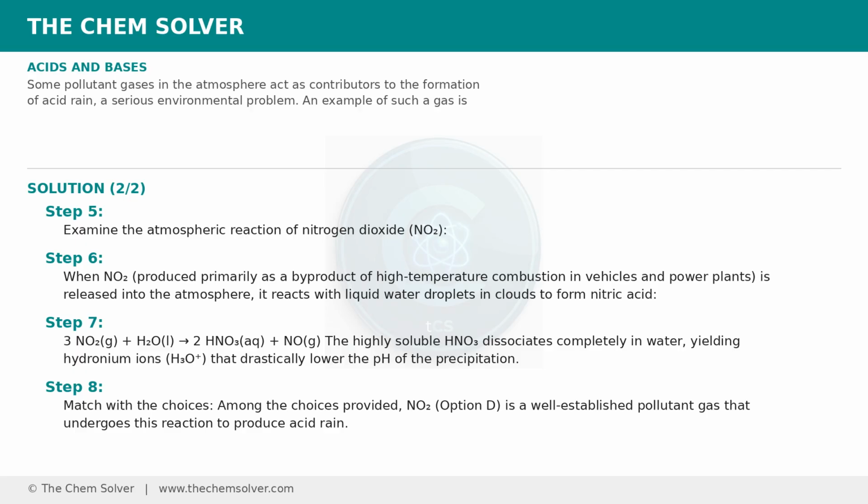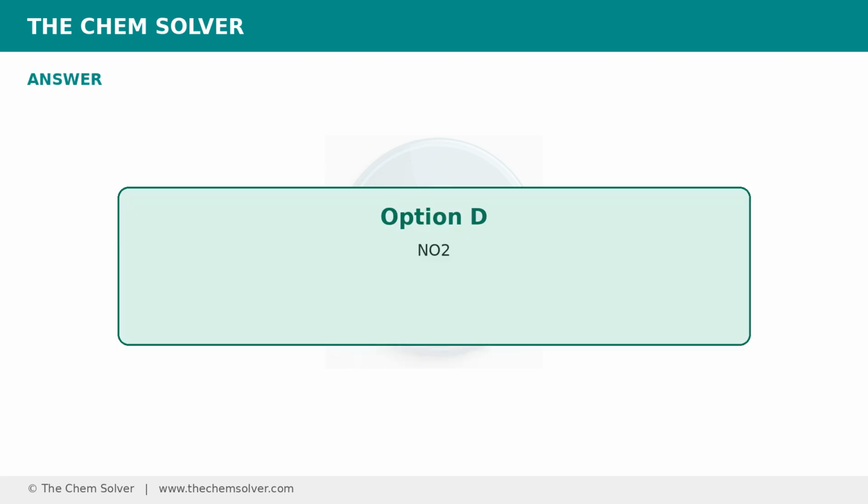The highly soluble HNO3 dissociates completely in water, yielding hydronium ions, H3O+, that drastically lower the pH of the precipitation. Match with the choices. Among the choices provided, NO2, option D, is a well-established pollutant gas that undergoes this reaction to produce acid rain. The correct answer is option D, NO2.